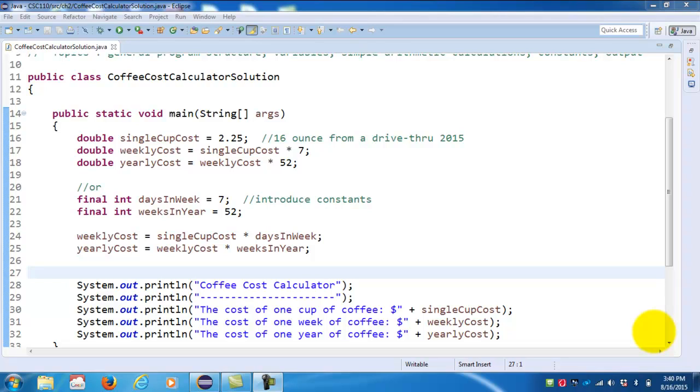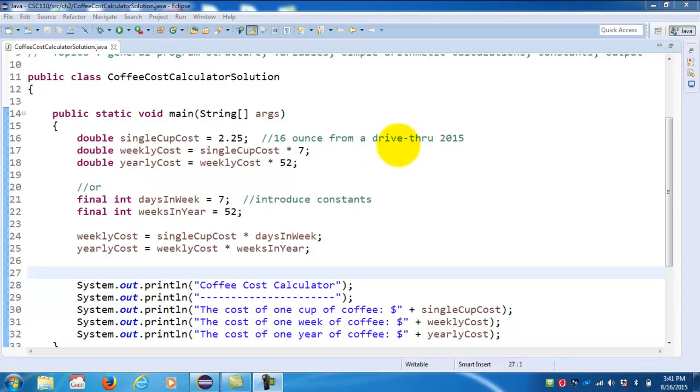Okay, so this is the activity we did in class, and we had to set up a couple variables. So we've got three variables here: single cup of coffee cost, which is $2.25. That's nothing snazzy, no lattes or whatever. Your weekly cost and your yearly cost.